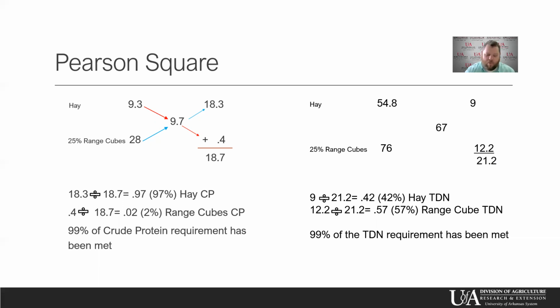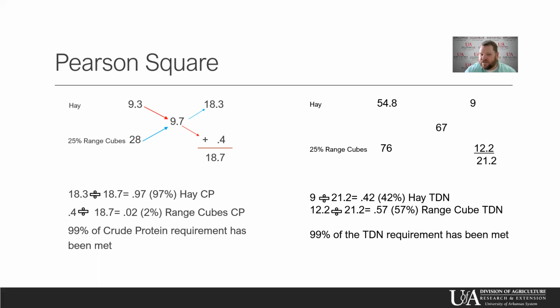We need to supplement more for TDN than we do for crude protein. So we either need to change our hay to a little different TDN requirement, bump that up a little bit, and we might can even things out, or we're just going to have to feed a greater percentage of range cubes to get that energy out, okay?